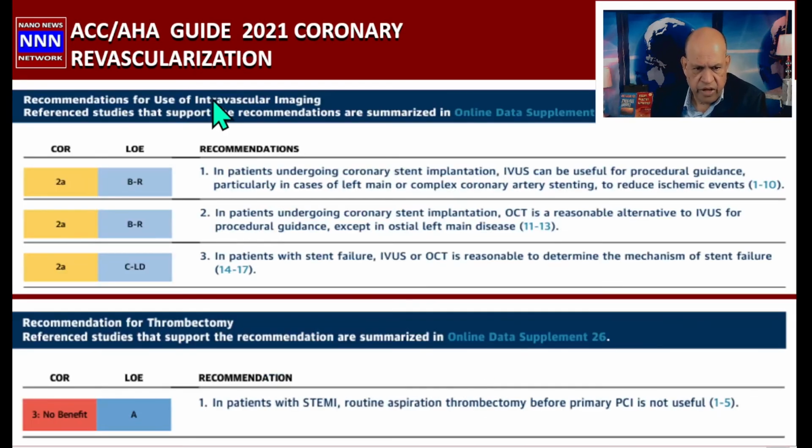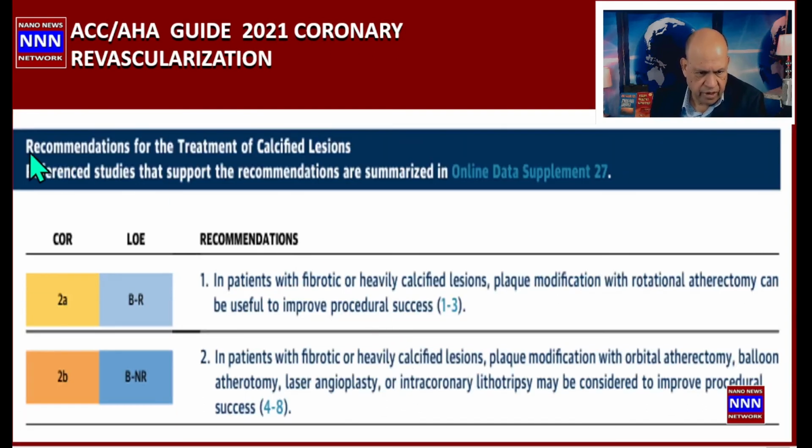Again, use of intravascular imaging. These are all 2A indications. You can just read that. In patients with STEMI, routine aspiration thrombectomy for primary PCI is harmful. So keep that in mind. That could be a bold question for you. Let's move on here. Recommendation of treatment for calcified lesions. In calcified lesions, rotational atherectomy can be useful, and it is a 2A indication.